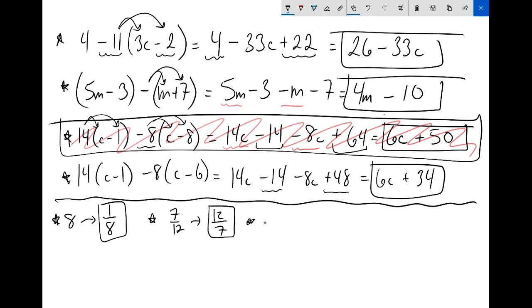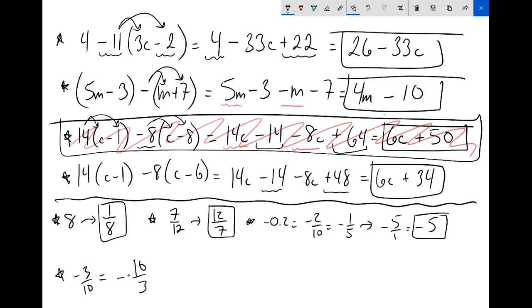The one with negative 0.2, you may want to convert that into a fraction because that's negative 2/10, which you could reduce to negative 1/5. And so the reciprocal would be negative 5 over 1, which is just negative 5. You could also plug it in your calculator: 1 divided by that gives you negative 5, because reciprocal is basically just 1 over. And then negative 3/10 just gets flipped to negative 10/3. So the multiplicative inverse, or the reciprocal, just means flipping.